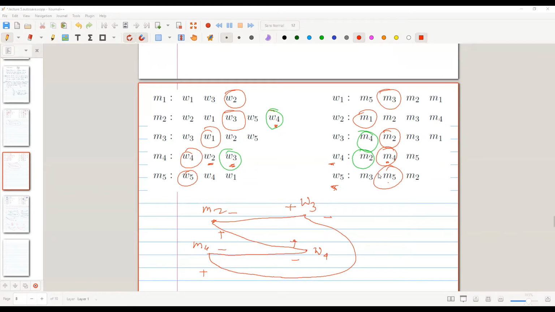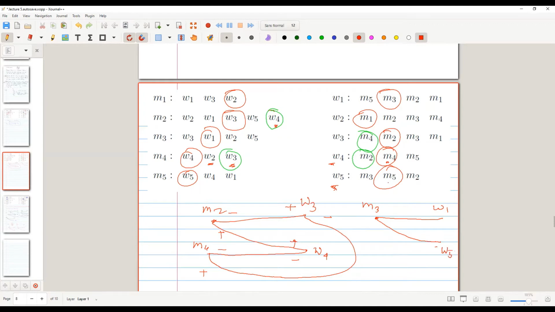Can anyone tell me what the other rotation is here? Maybe we can start with M3. Let's start with M3 then. M3 is matched with W1. W2 won't work, so we consider W5.